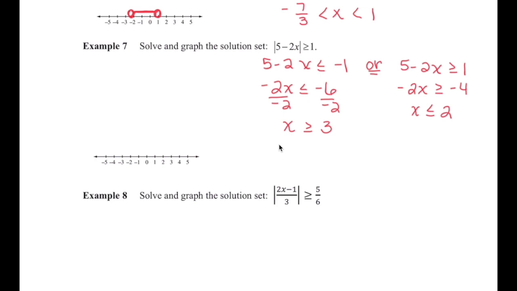At positive 3, I'll have a closed circle, and at positive 2, I will have a closed circle. Our x values need to be getting bigger than 3. And our x values need to be getting less than 2.